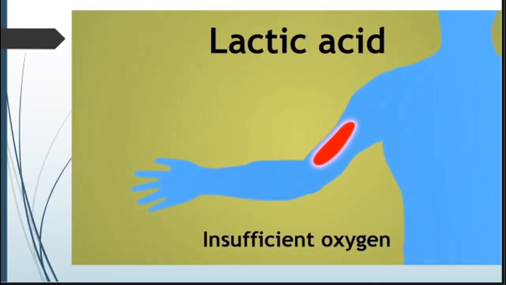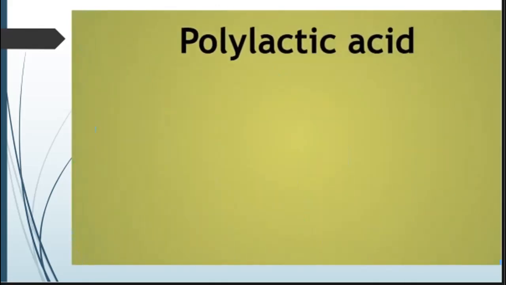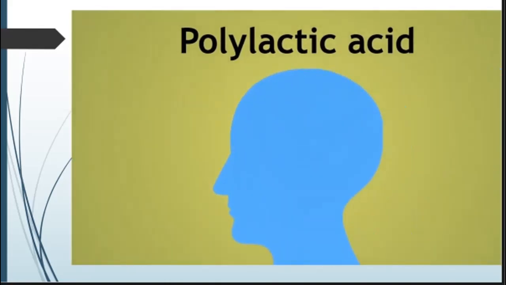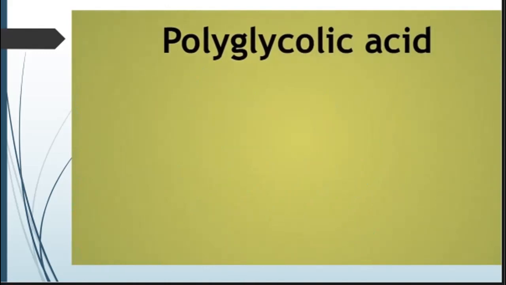Besides being derived from a renewable resource, PLA is also biodegradable. In other words, it can break down naturally. PLA is sometimes used in the medical field as dissolvable stitches. If you had to get stitches, you wouldn't have to return to the clinic or hospital to have them removed because they biodegrade naturally over time. Another synthetic polymer with this real-life application is polyglycolic acid.